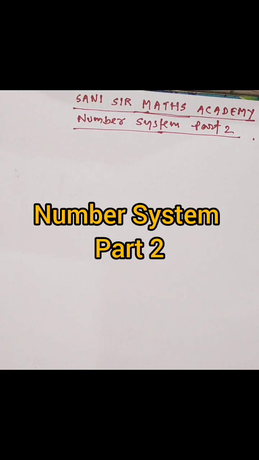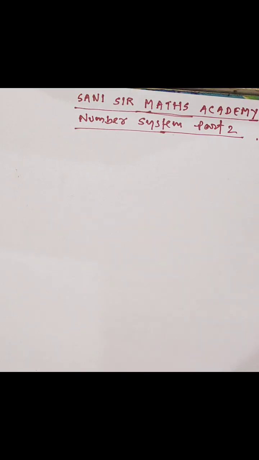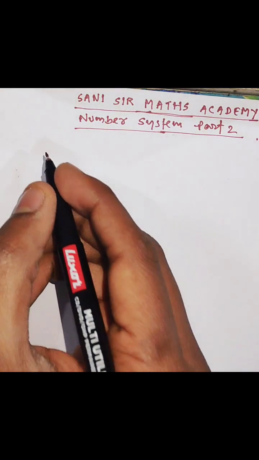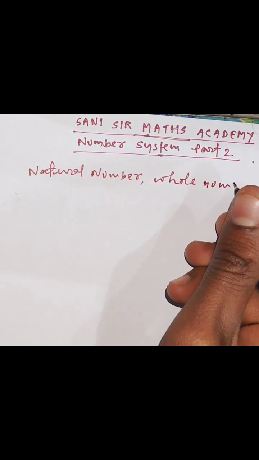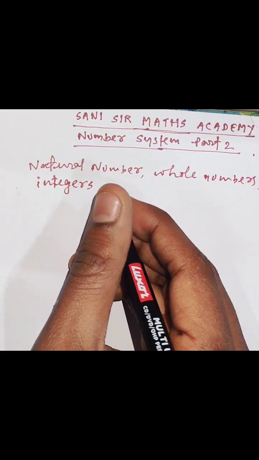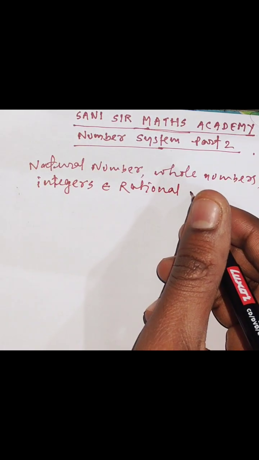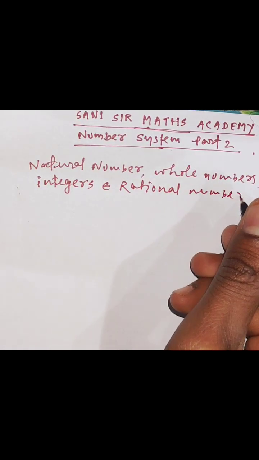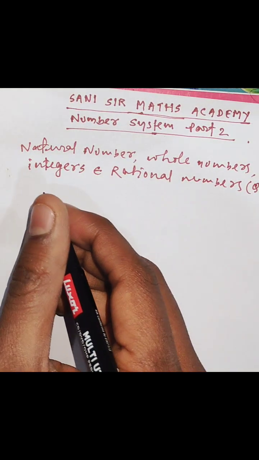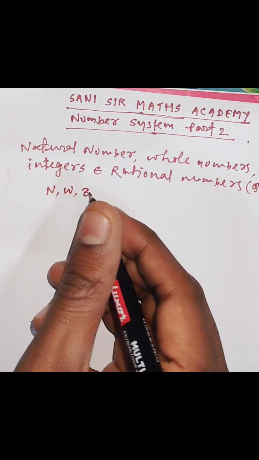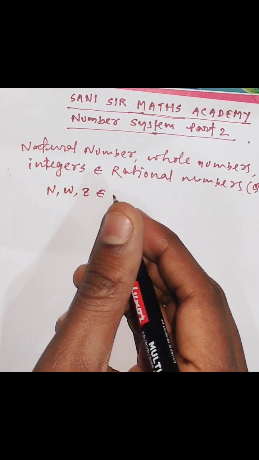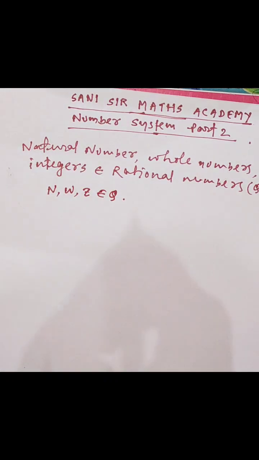Today we'll discuss number system part 2. So yesterday we discussed that natural numbers, whole numbers, and integers all belong to rational numbers. So we have learned that N, W and Z belong to Q, that is, rational numbers.